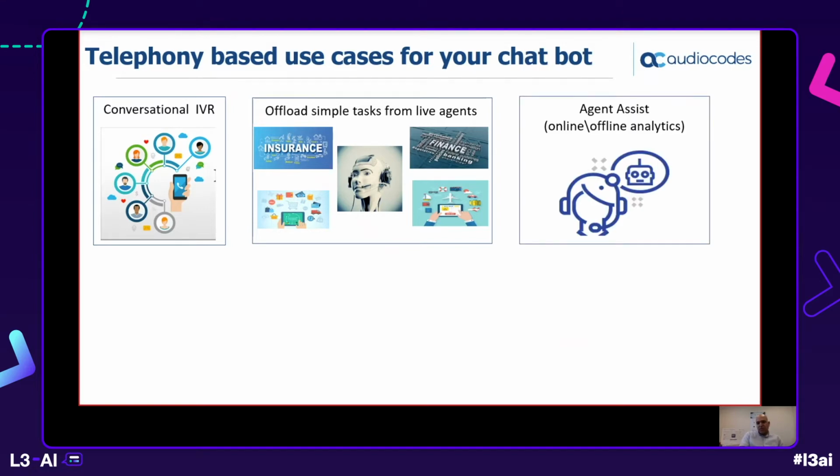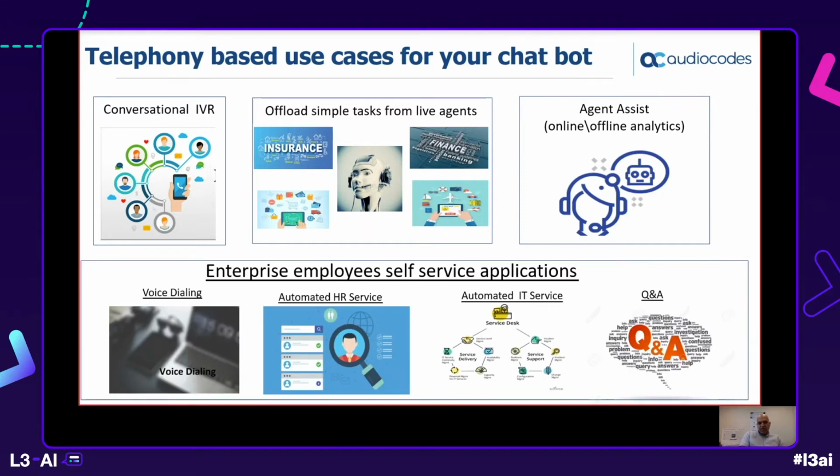The third one is Agent Assist. Agent Assist is a passive bot that we add to a conversation between a customer and an agent. This bot receives the text streams of both parties of the call and is able to analyze them and send real-time insights to the agent. This way, it can optimize the agent productivity. It can also send real-time insight to a supervisor in case something is wrong with the call. And the last use case is for enterprise employees' self-service applications like voice dialing, automated HR and IT service, Q&A, and others.